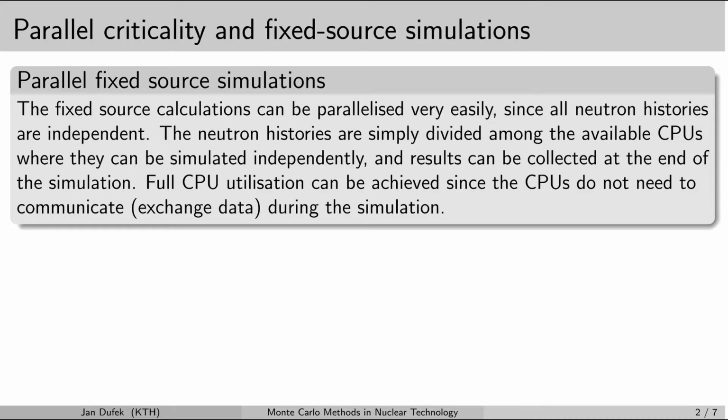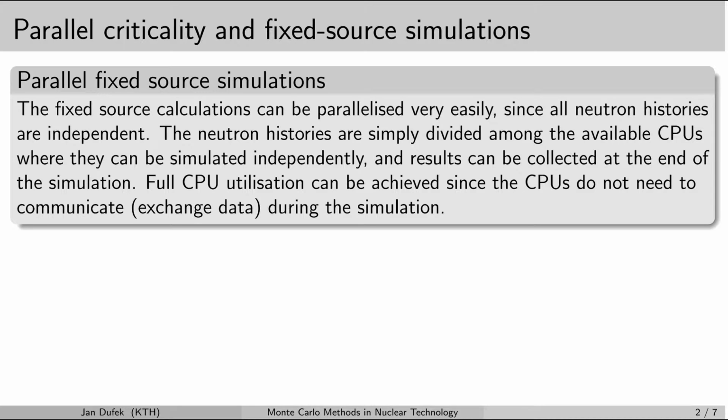So the parallelization of the fixed source simulation is really simple, and you can achieve a full utilization for all the processors that are involved in the simulation. Now, if you have a computer with 10 CPUs, you shouldn't expect that the computing time will be decreased 10 times, because there are some procedures that cannot be easily parallelized. For instance, you need to load the data library into the memory of your computer at the beginning of the simulation, and this you can't easily speed up.